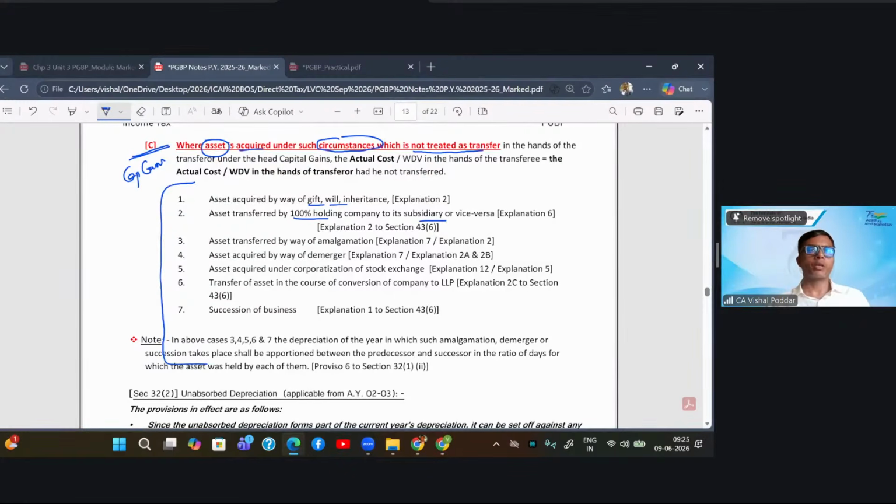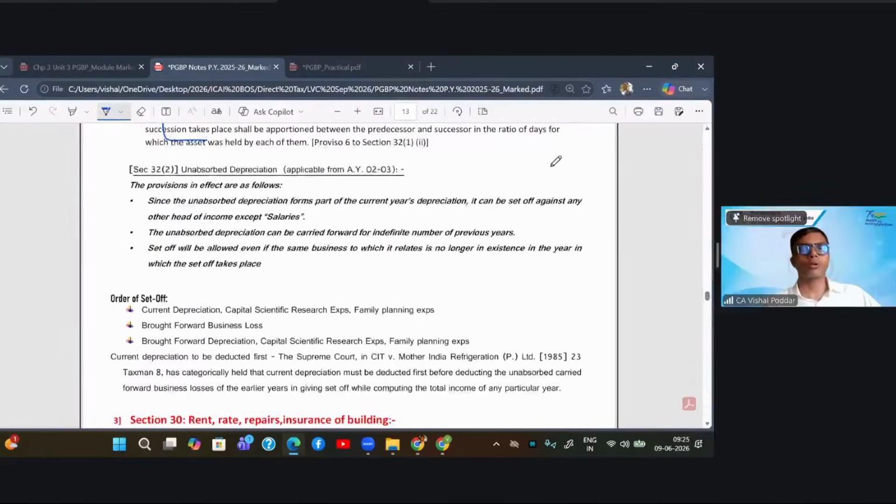Now, in any of these situations, if you have acquired the asset, what will be treated as your actual cost? The answer is it will be the actual cost of the previous owner, that is the person who has given you the asset. If the previous owner has used and given you the asset, it will be the WDV of the previous owner, which will be treated as your cost. So these are three special scenarios relating to cost of acquisition.